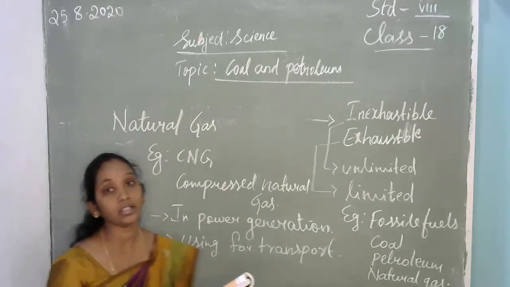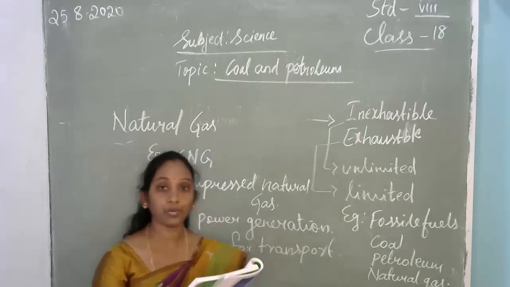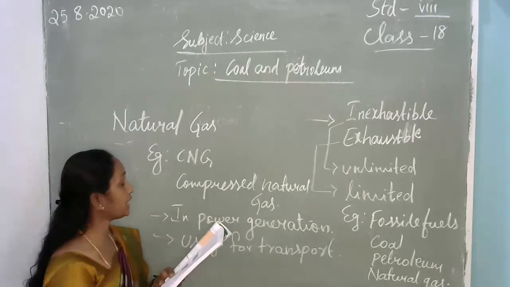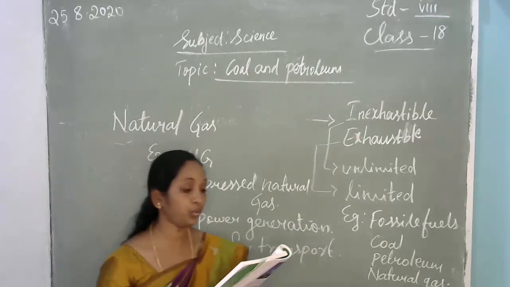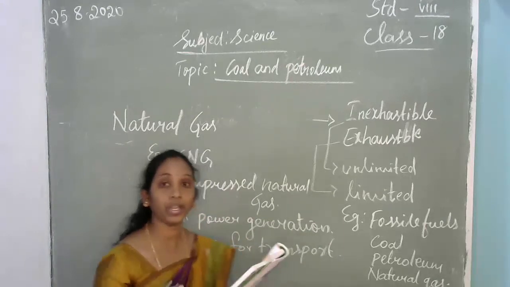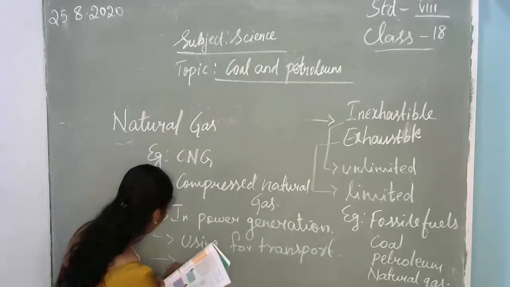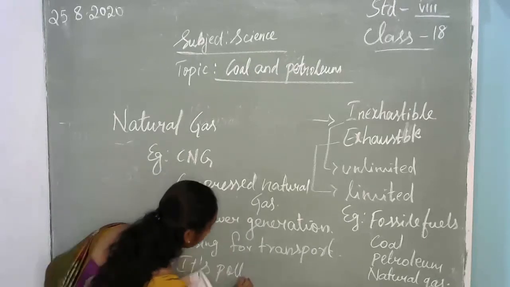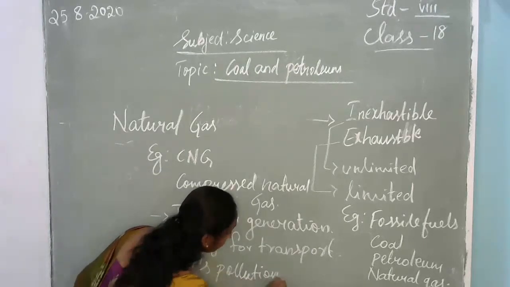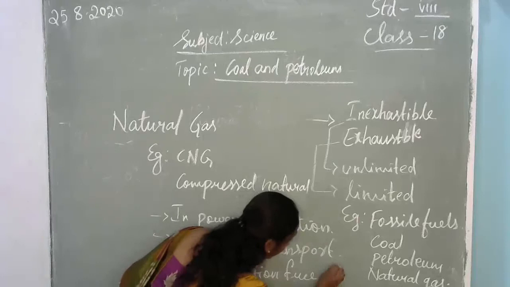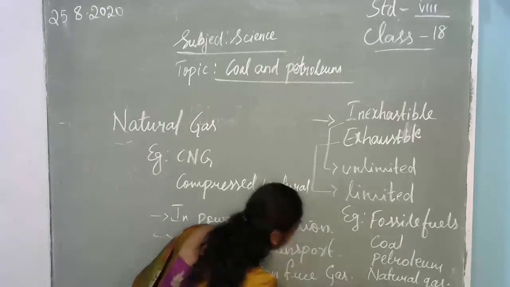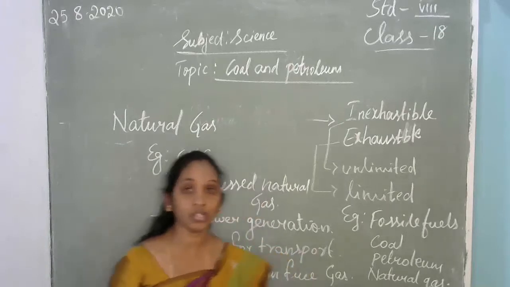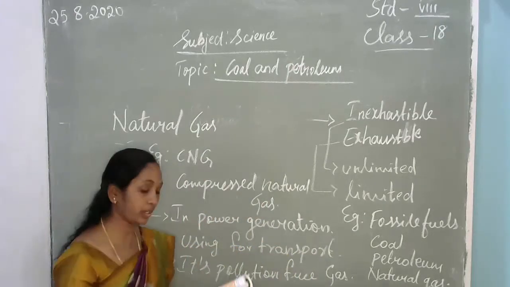Even in Karnataka, they started to use this CNG natural gas for vehicles, because why? It's unpolluted. It does not cause any pollution. So it's pollution free, and easily we can use it. It is a cleaner fuel, and it is used as a cleaner fuel for vehicles also.